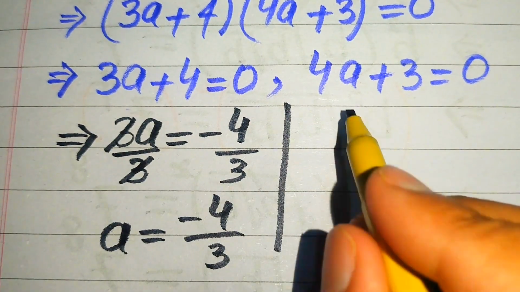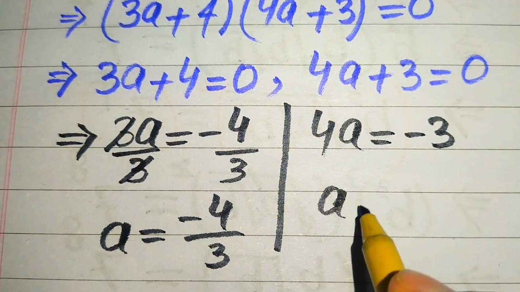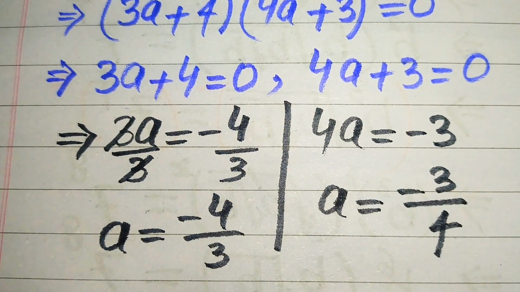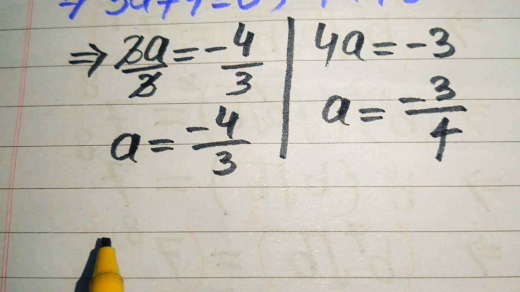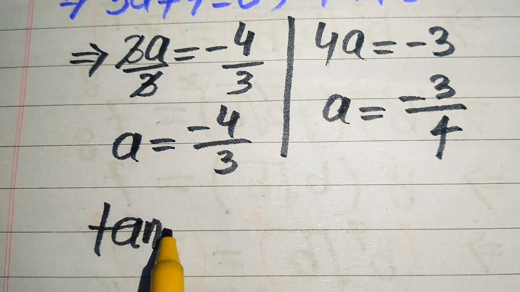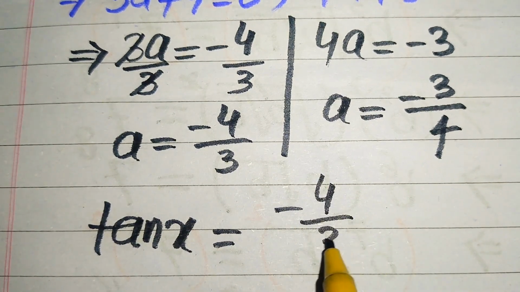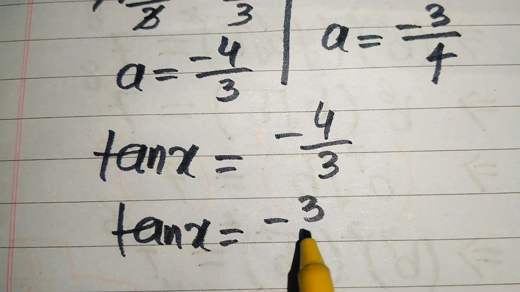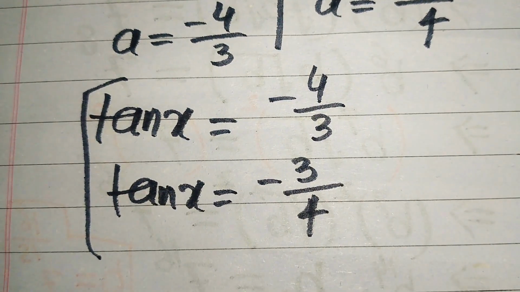In the same pattern from here we get 4a equals to minus 3, and a is equal to minus 3 over 4. So here these are the two values of a, and now we need to move backward, and we take our a is equal to 10x. So finally we have two values of 10x: 10x is equal to minus 4 over 3, and the second value is 10x is equal to minus 3 over 4. So these are the two values of 10x, and this is the final answer.